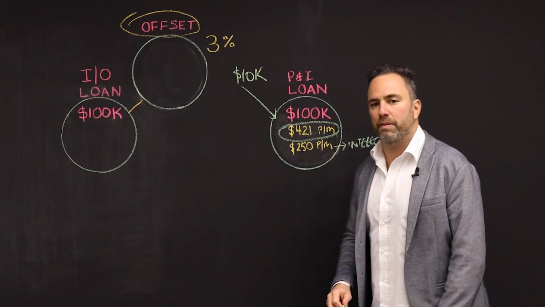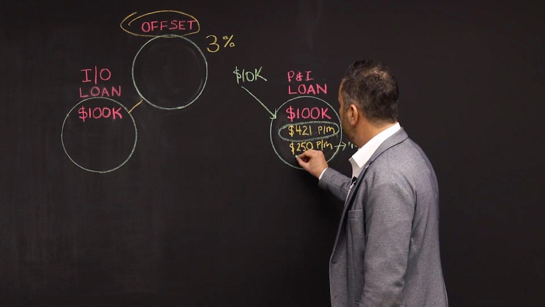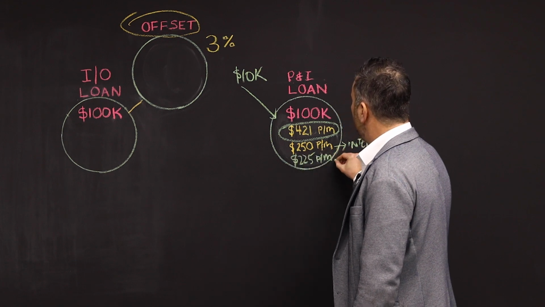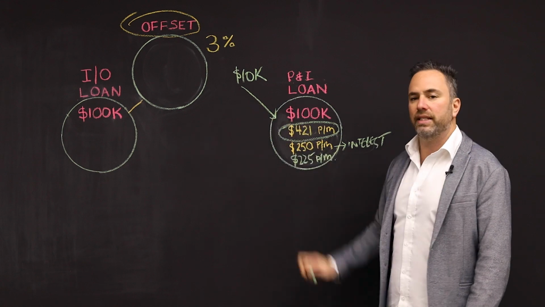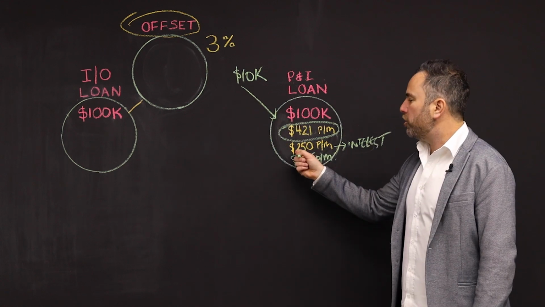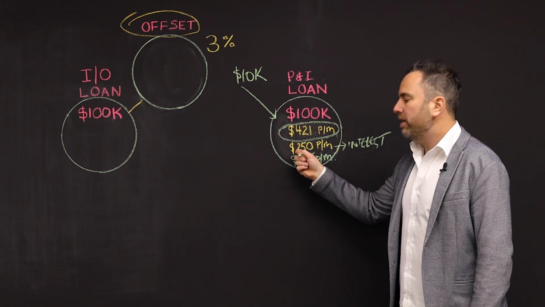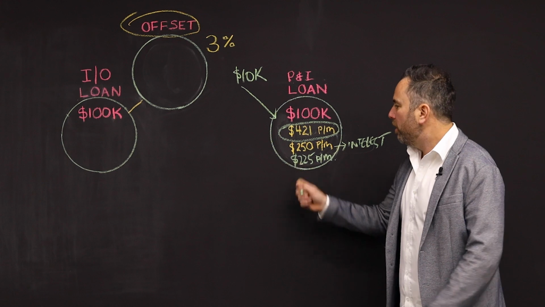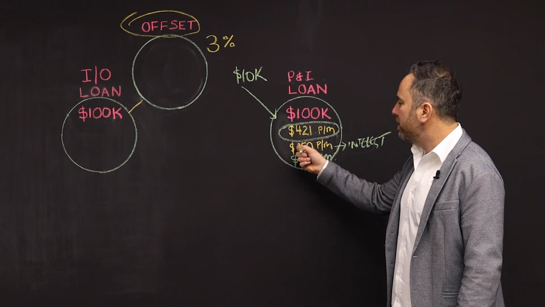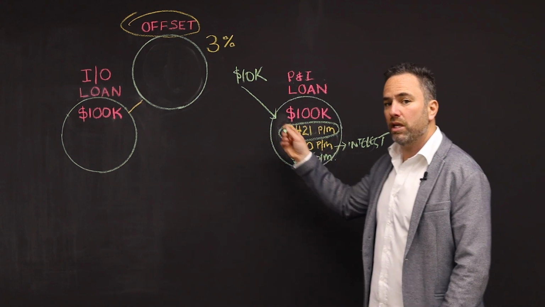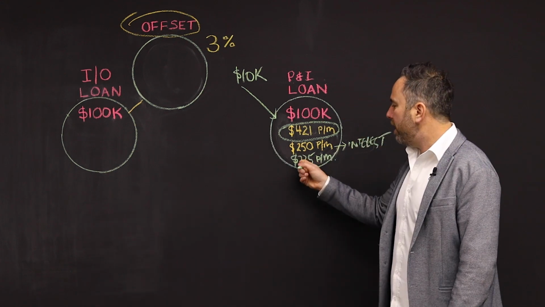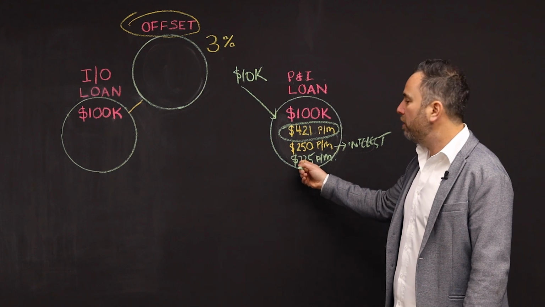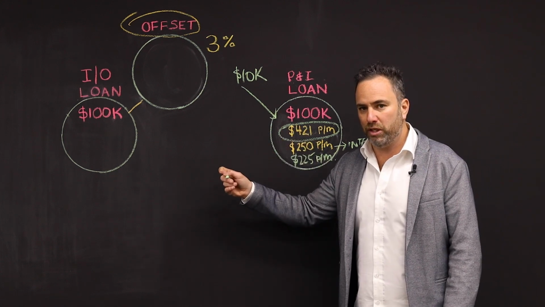And the amount of interest that you'd be charged on $90,000 is $225 per month. So what have you achieved by putting the $10,000 into there? Well, instead of being charged $250 per month in interest, you've got $225 being charged in interest, which means that instead of $171 going towards principal reduction, you've now got another $25 going towards principal reduction. You've got $196 going towards principal reduction.